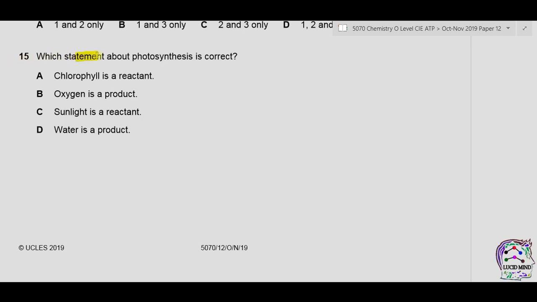Question 15. Which statement about photosynthesis is correct? What happens in photosynthesis is that carbon dioxide gas along with water molecules converts into glucose in the presence of chlorophyll and sunlight. Glucose is formed along with the oxygen gas.